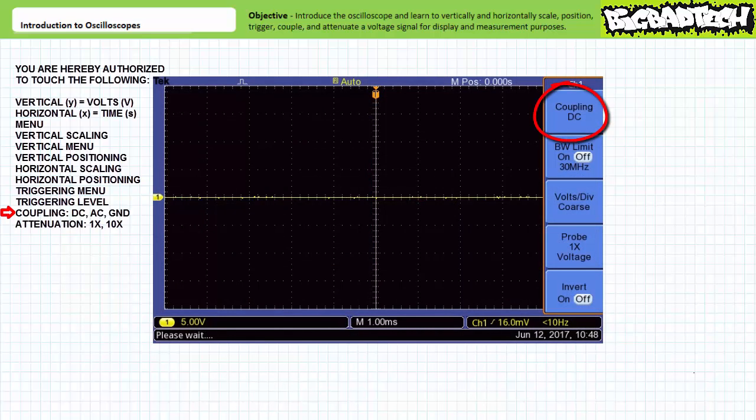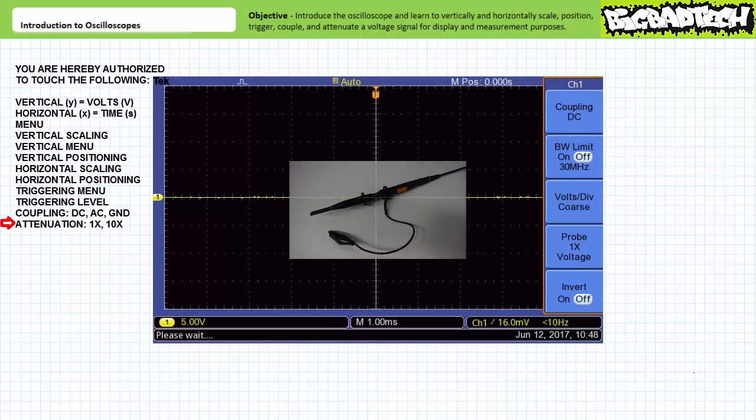DC coupling includes the DC and AC aspects of a waveform under inspection, whereas AC coupling removes the DC component and assumes everything is zero-centered. Ground coupling flatlines the trace. Attenuation is the means of reducing a signal. A probe often includes a slider that attenuates or does not attenuate the signal depending upon the position.